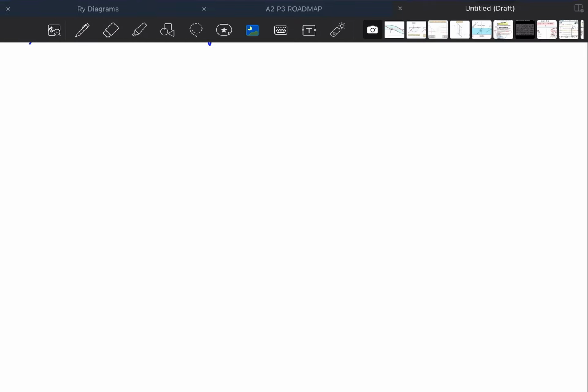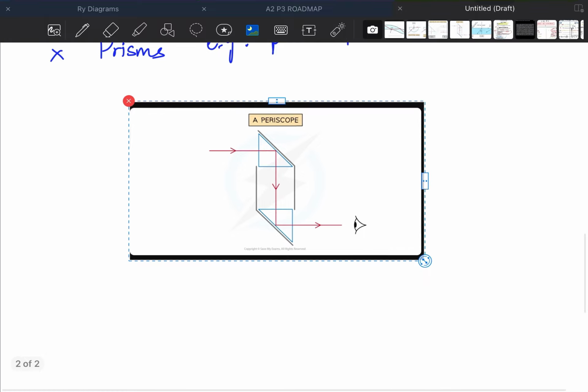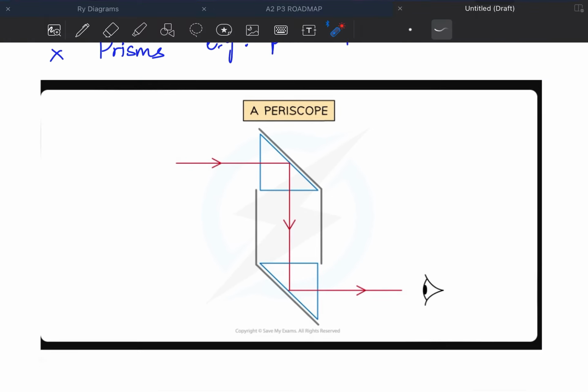All right. What is a periscope? This is a periscope. A periscope is a device that can be used to see over tall objects. It consists of two right angle prisms. One prism is here, another prism is here. You can see one right angle is formed here, another right angle is formed here. So it is two right angle prisms.